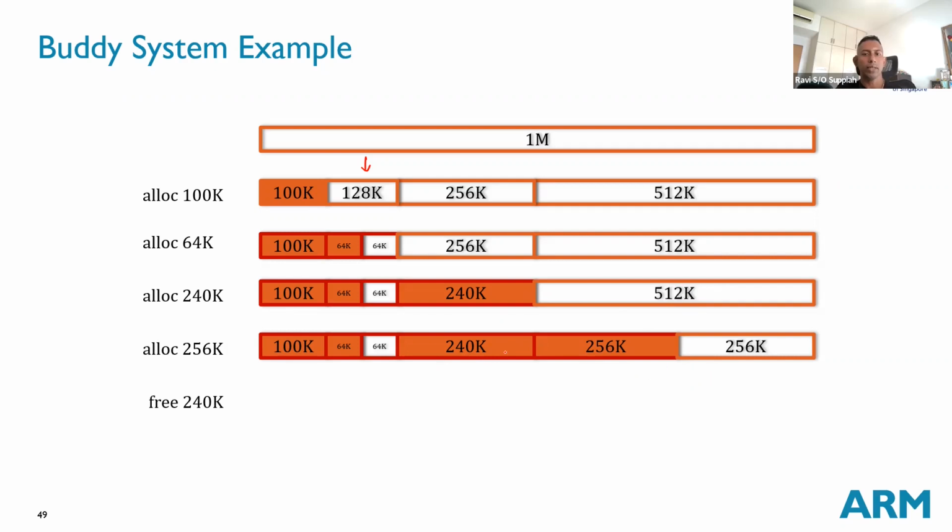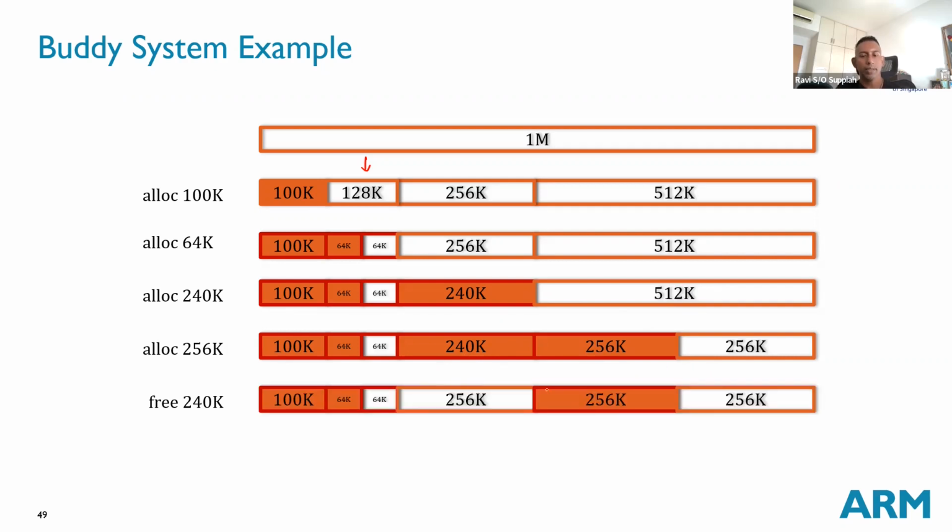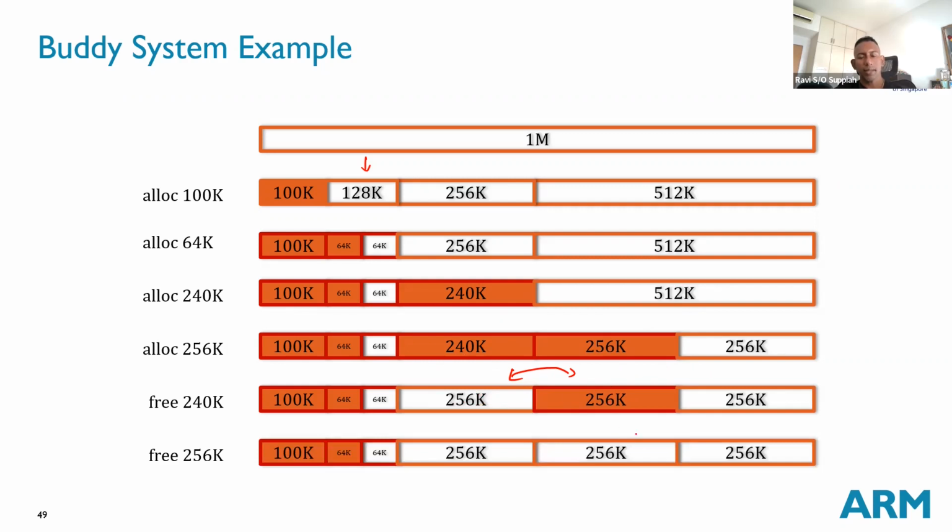Now, if after that I free the 240K, what happens? I free this, but I cannot merge, because this and this are not buddies. So freeing the 240K gives me a 256K free block, but I cannot merge it. Then when I free the other 256K, this and this are buddies, so I can merge, and it becomes a 512K. You merge only based on the alignment to the higher level boundary. That's how the buddy system helps to maintain the hierarchy as it was originally created.